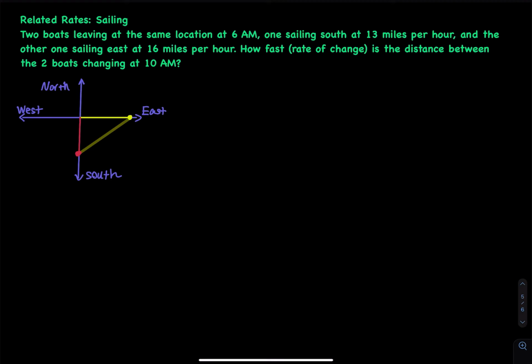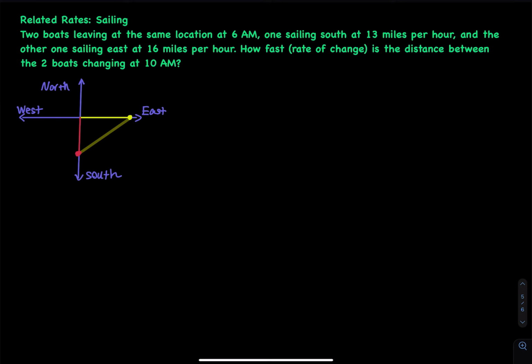This related rate problem is about sailing. Two boats leave at the same location at 6 a.m., one sailing south at 13 miles per hour and the other one sailing east at 16 miles per hour. How fast? How fast means the rate of change. That means slope, that means derivative. Is the distance between the two boats changing at 10 a.m., so that will be 4 hours later.